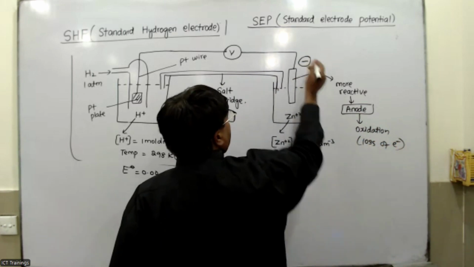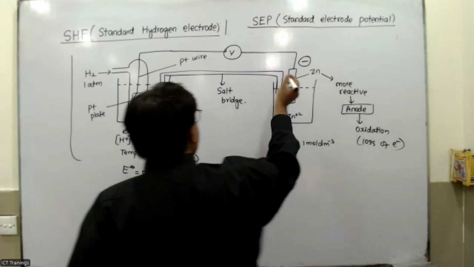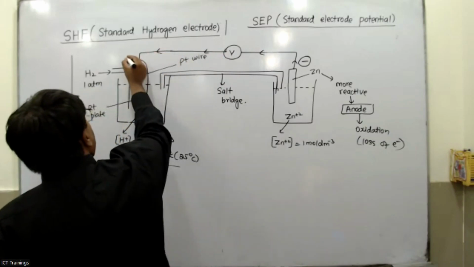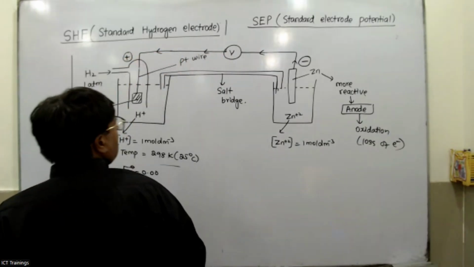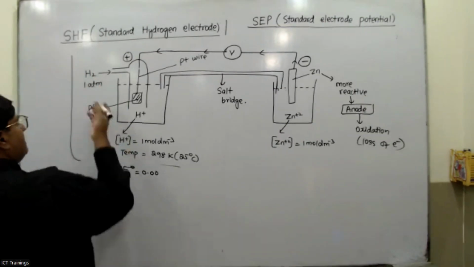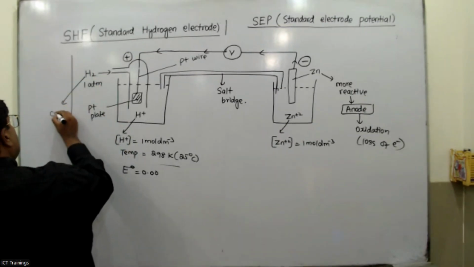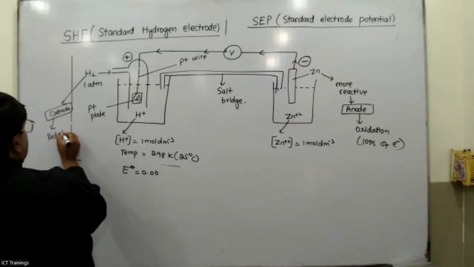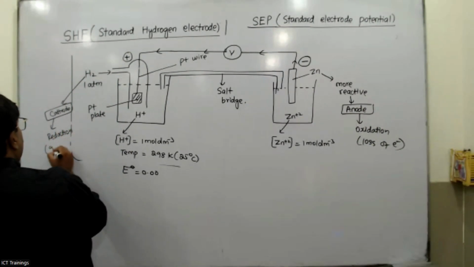The anode will become the negative terminal. Electrons flow from the negative to the positive terminal. This is the positive terminal. So hydrogen, which is less reactive, will become the cathode. At the cathode, the process of reduction will take place, and reduction means gain of electron.